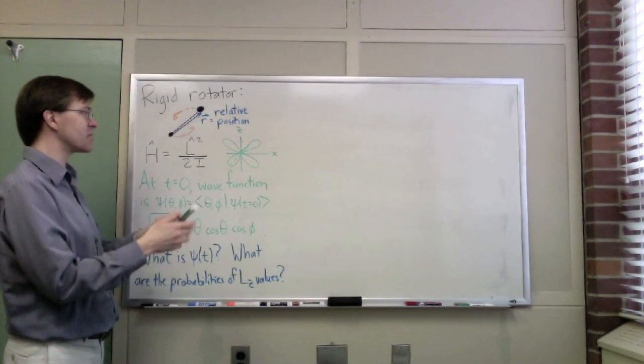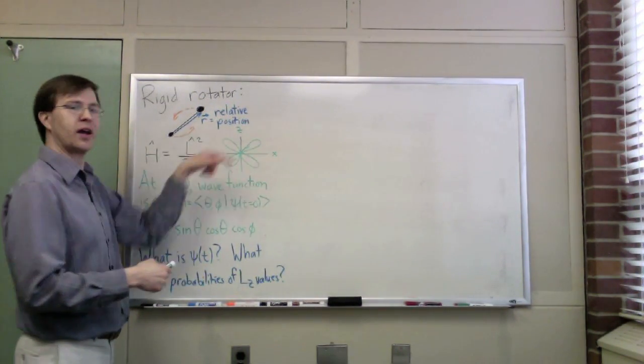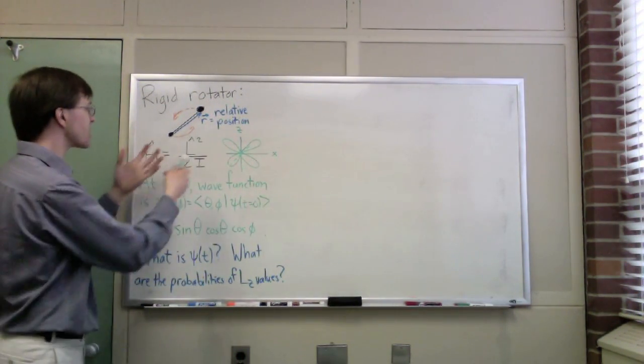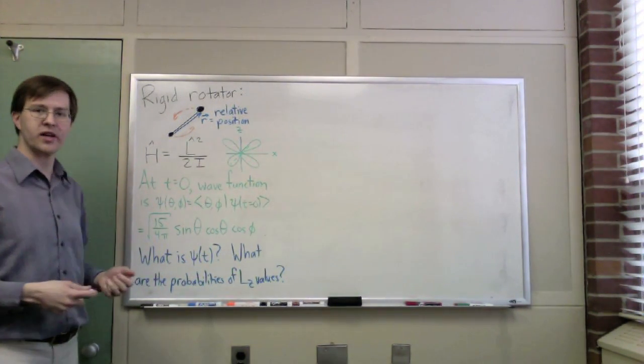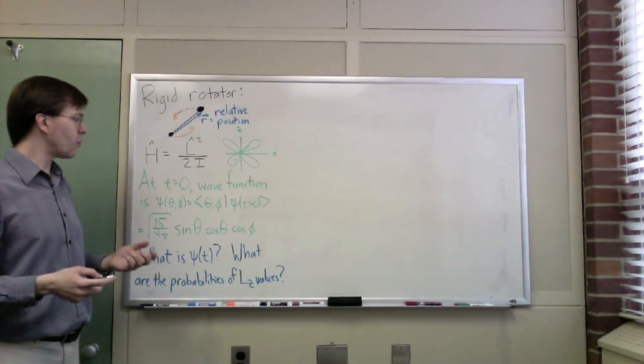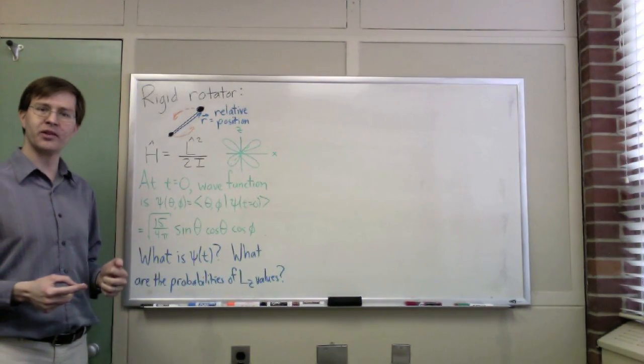So something like this is most likely to be found at these 45-degree angles in the xz plane. That's our scenario. That's our setup. So okay, how do we answer these questions? Well, time dependence is all about the Hamiltonian.